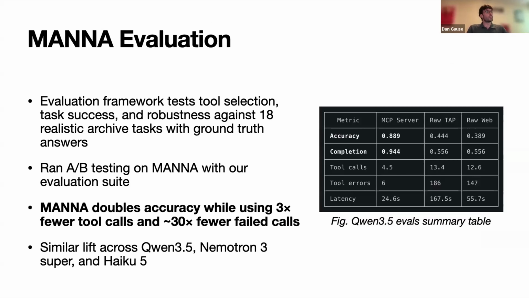So just to quickly talk about how this server is actually functioning, we put together this evaluation framework. There's a couple different tiers. It's testing tool selection, task success, and robustness. And these are each essentially their own separate tests. They are meant to represent realistic archive tasks. And each one of these tests has a ground truth answer that's been verified.